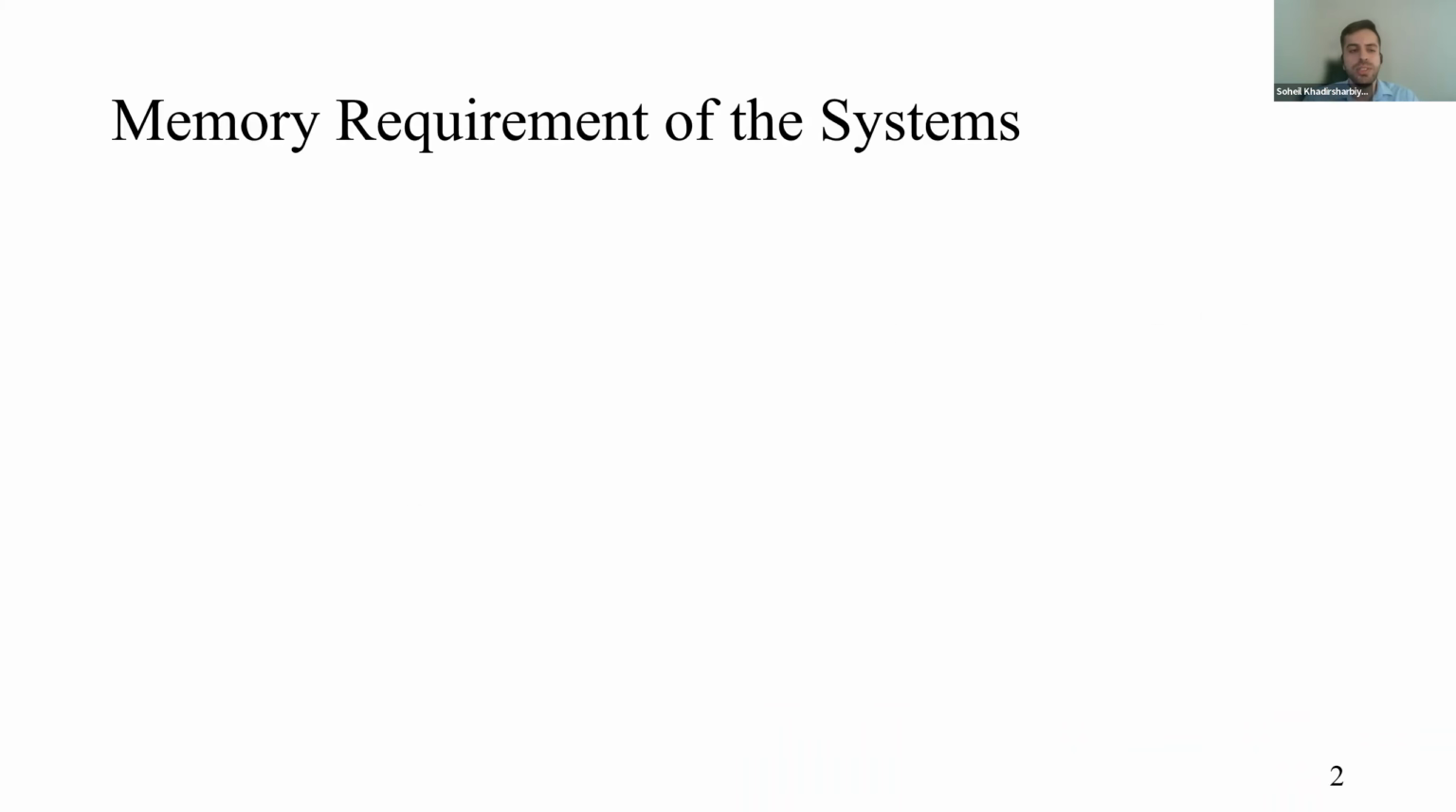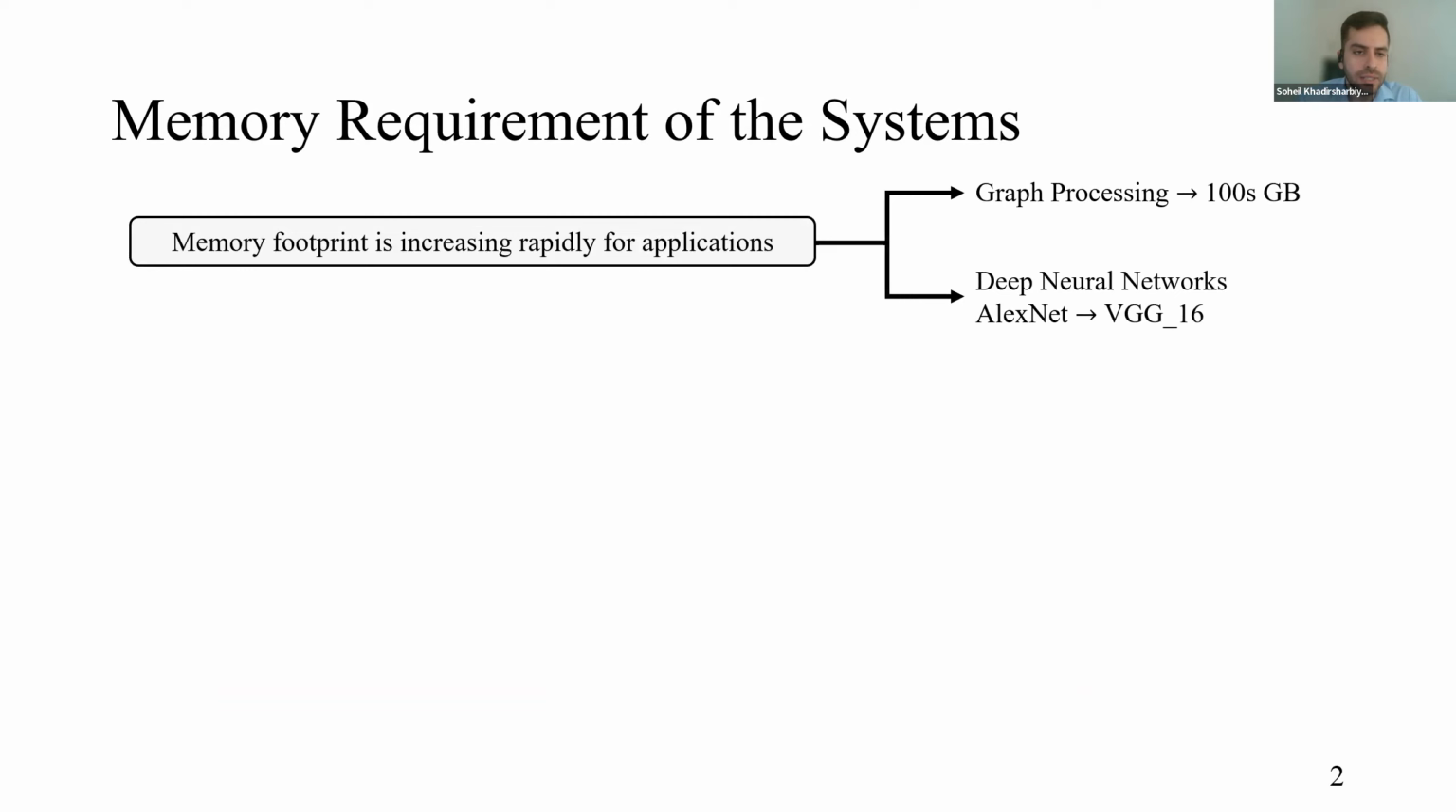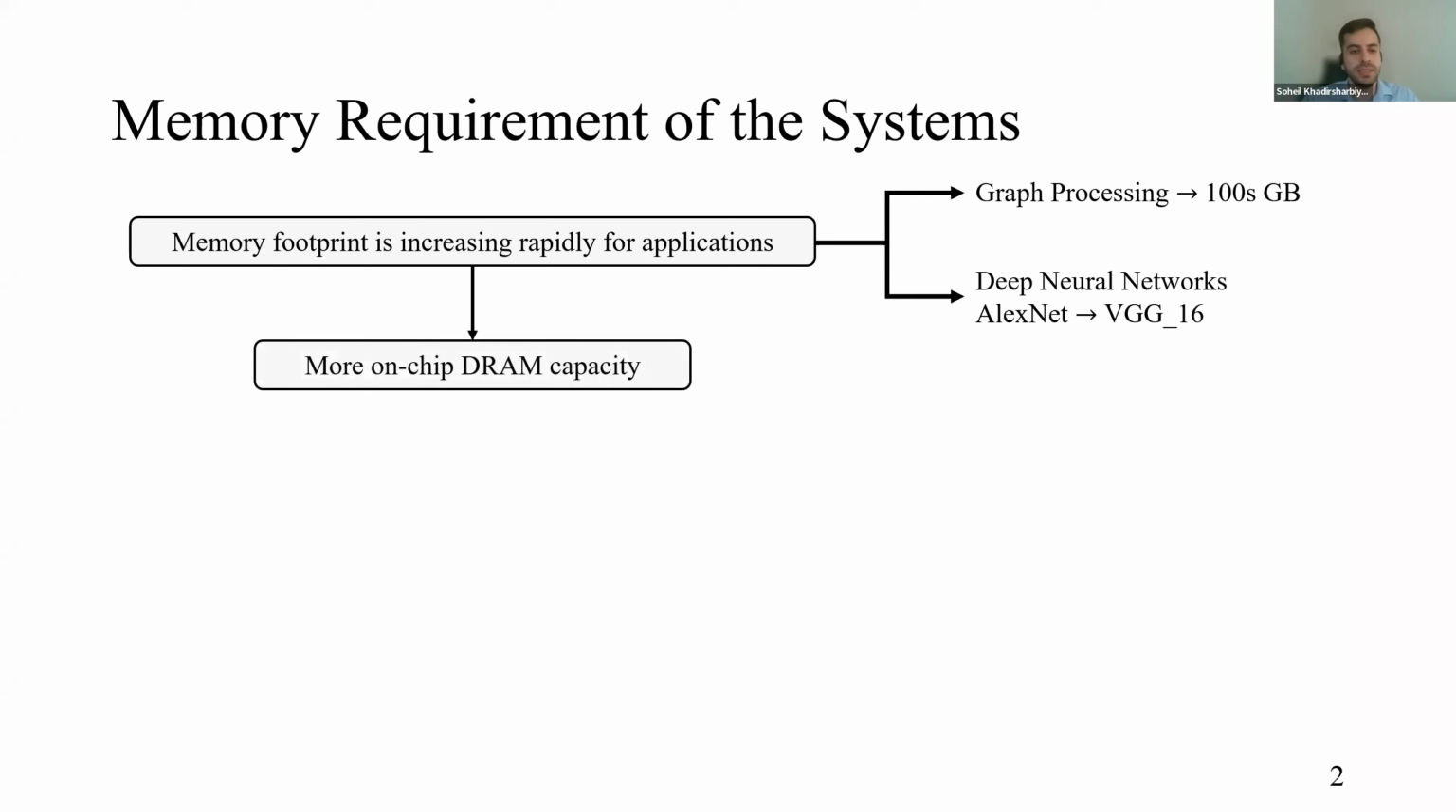First, let's talk about the motivation of this paper. During the last decade, due to applications such as deep neural networks and graph processing, the memory footprint is increasing rapidly. So we need more on-chip DRAM capacity to accommodate this requirement to achieve optimal performance.